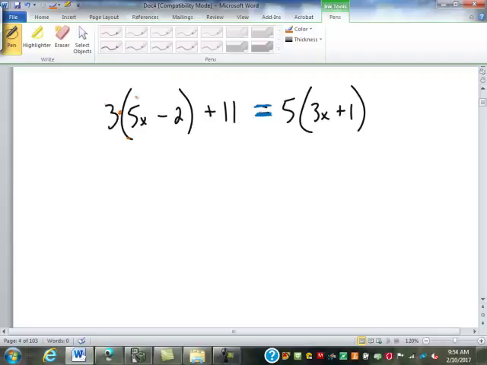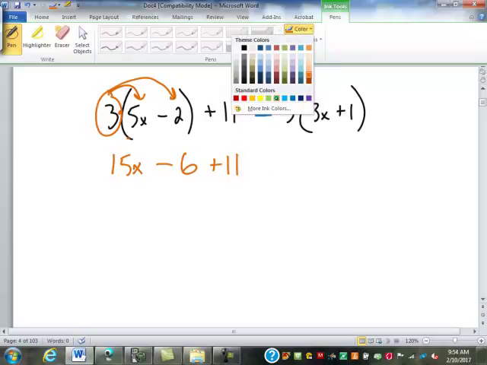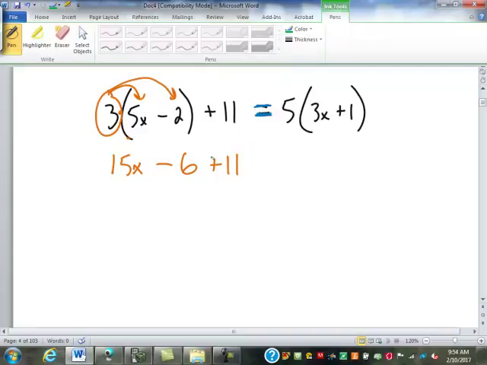Yeah, times 3. So 3 times 5x, 15x. 3 times negative 3, or 3 times negative 2, sorry. Negative 6, and then we still have the positive 11 there. Now before I move over to the other side, is there anything else I can do to combine or simplify that? Negative 6 and 11 makes positive 5. So the left side of this becomes 15x plus 5.